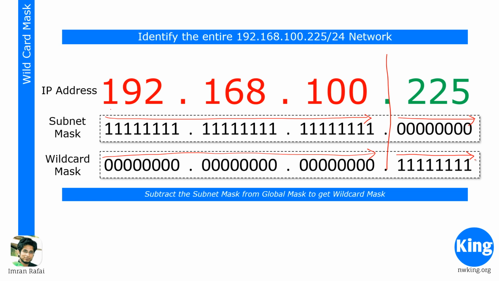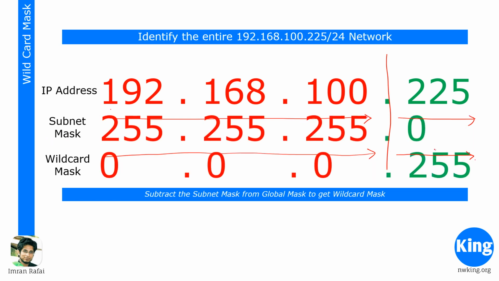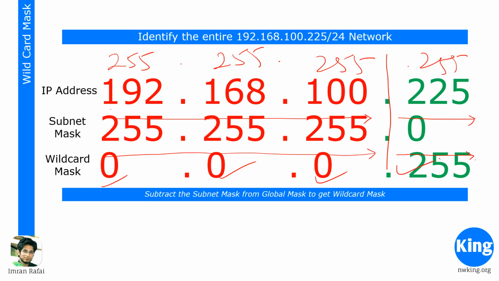The best way to find out your wildcard mask, if you have a subnet mask of 255.255.255.0, like /24, is to subtract your subnet mask from the global mask, which is 255.255.255.255. So it's 255 minus 255, it's a 0. 255 minus 255, it's a 0. 255 minus 255, it's a 0. 255 minus 0, it's a 255, and that is your wildcard mask.